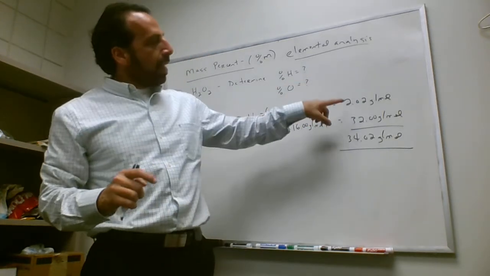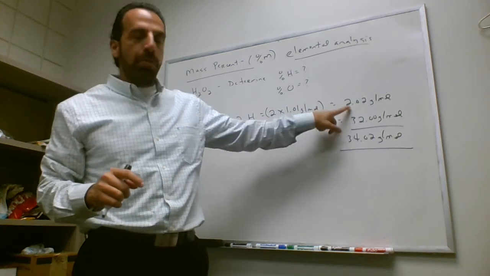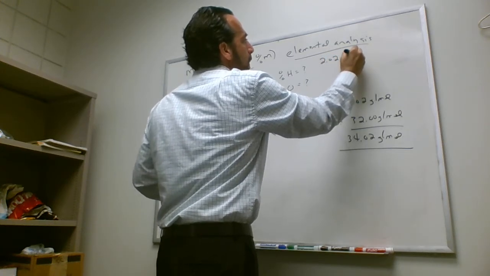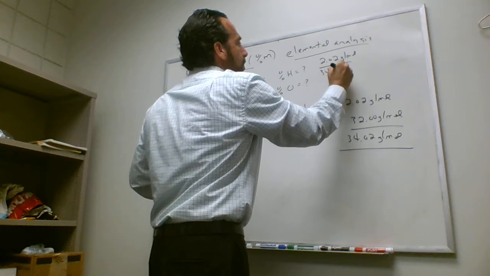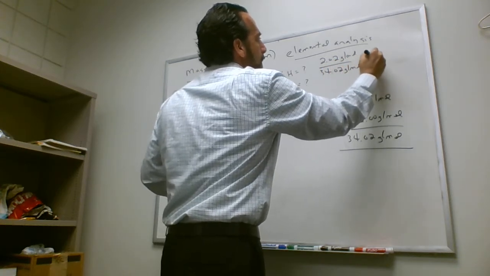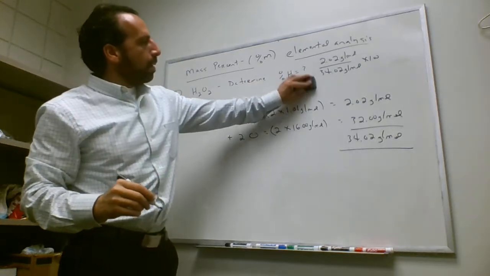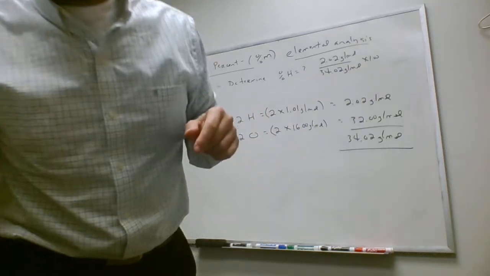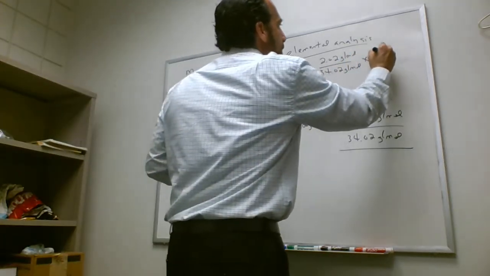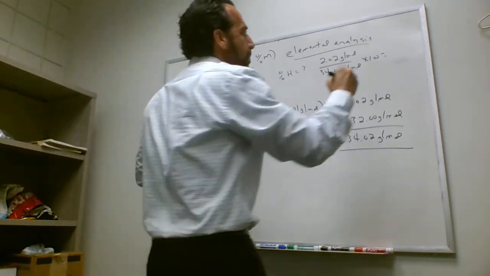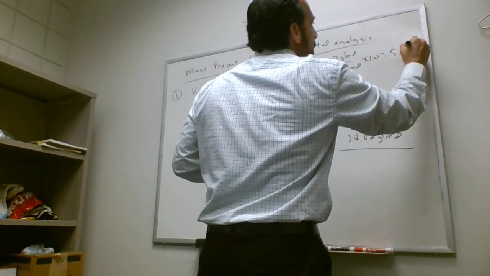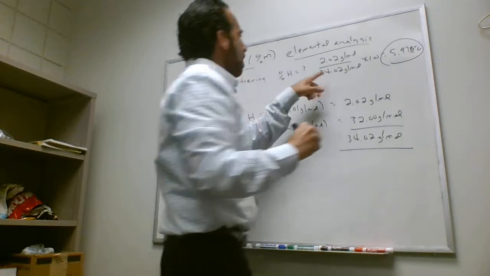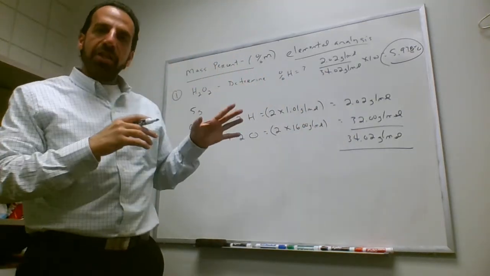To get the percent of hydrogen, I take the molar mass due to hydrogen, which is 2.02. So I add both the hydrogens together, divided by the molar mass of the compound times 100. So if I do that, I'm going to get 5.938%. So that's the percent of hydrogen in hydrogen peroxide.